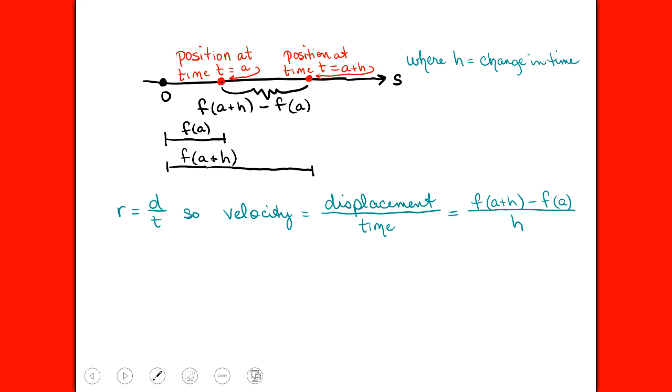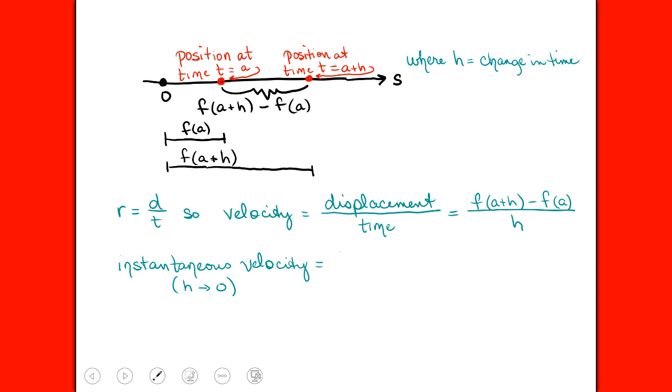And then the change in my time from my stopping time to my starting time, remember we said, would just be h. You could also see that if you did a plus h minus a, that would also just leave me with h. So in essence, it's the same idea as y2 minus y1 over x2 minus x1. It's just the rate of change of my position, my displacement, with respect to the rate of change of the time.